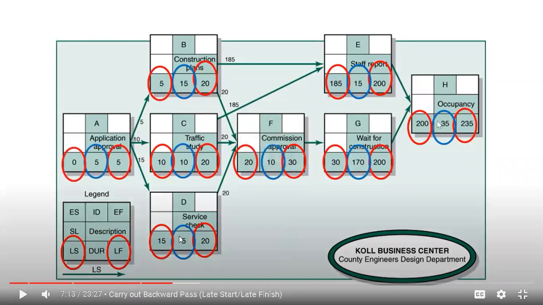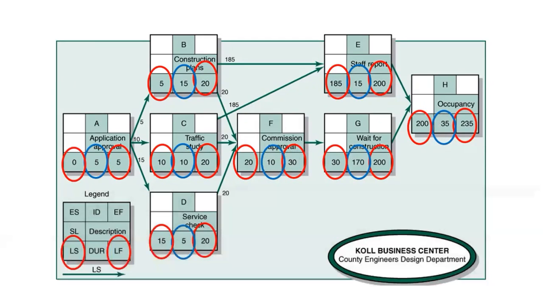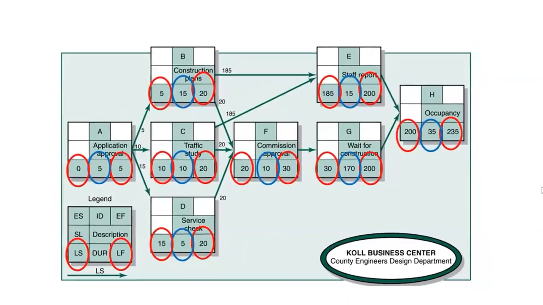And that makes sense, doesn't it? Because you start off with 0. So the earliest start time is 0. So the latest start time for the first activity must be 0. Now we've done the backward pass. Having done this, it becomes easier to calculate the slack or float. Let's have a look at that.